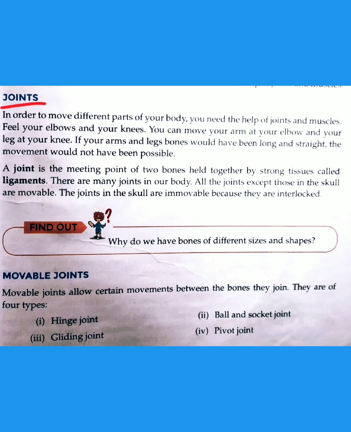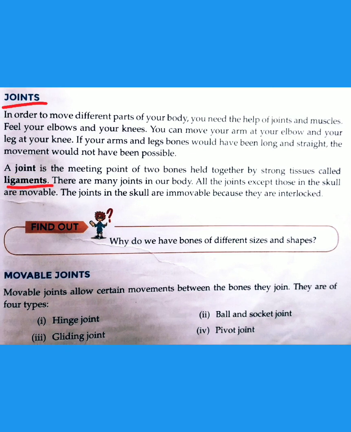So if I ask what is a joint, then you'll say a joint is the meeting point of two bones held together by a strong tissue. Which tissue is it? It is called ligament. So the strong tissue that holds the two bones together is ligament, and the point between those two bones is the joint.